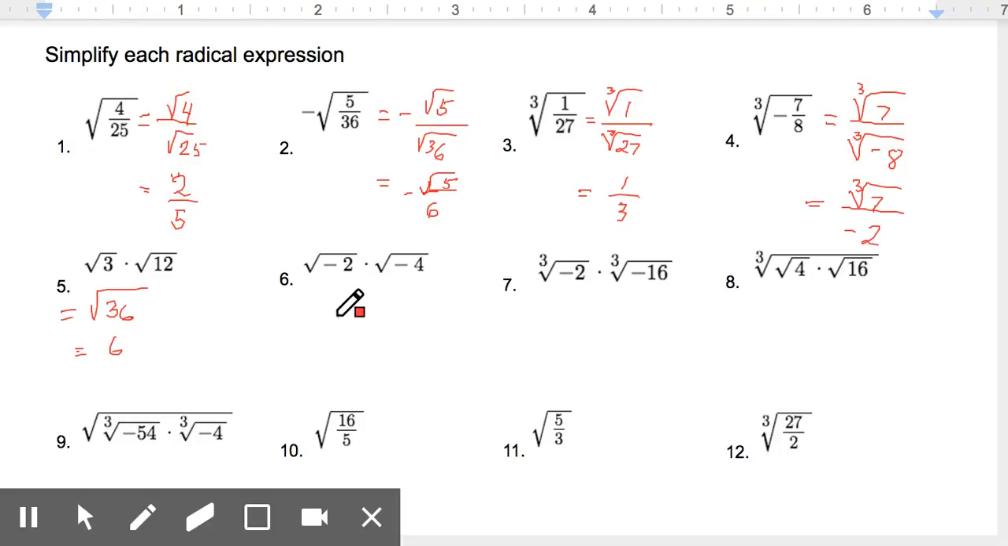In number 6, we are asked to multiply square root of negative 2, which is not defined. We cannot get a square root of a negative number. So this does not exist. The answer to this does not exist. And the answer to this guy also does not exist. Therefore, we cannot multiply the 2, and the answer does not exist.